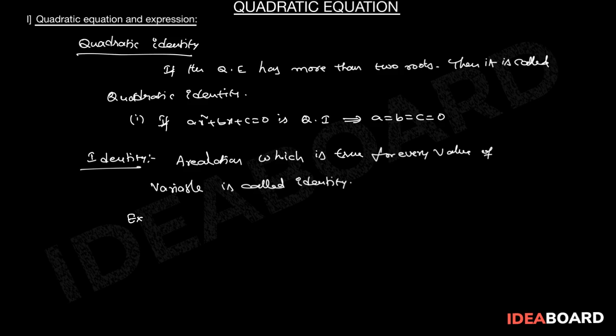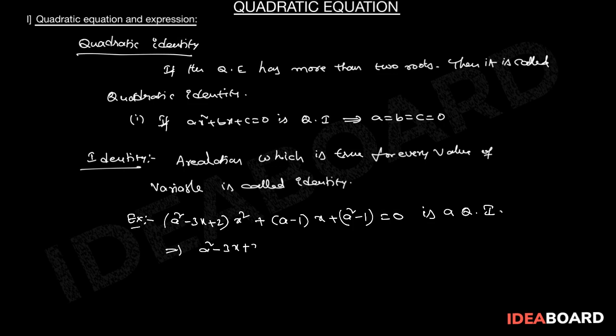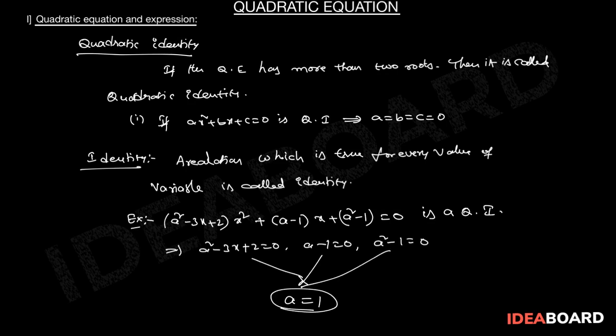For example, find the value of a for which (a square minus 3a plus 2) into x square plus (a minus 1) into x plus a square minus 1 equal to 0 is a quadratic identity. That implies a square minus 3a plus 2 equal to 0, a minus 1 equal to 0, a square minus 1 equal to 0. In the three cases, the common value of a is 1. So, a equal to 1.